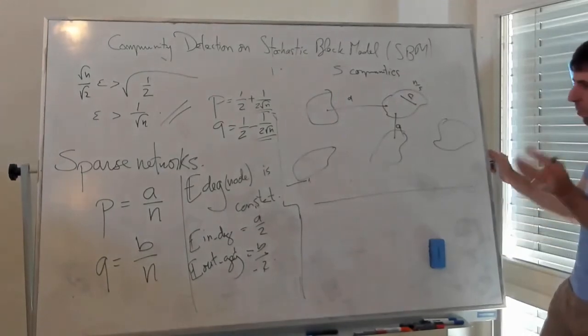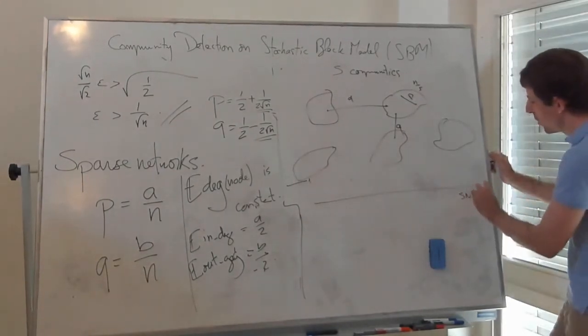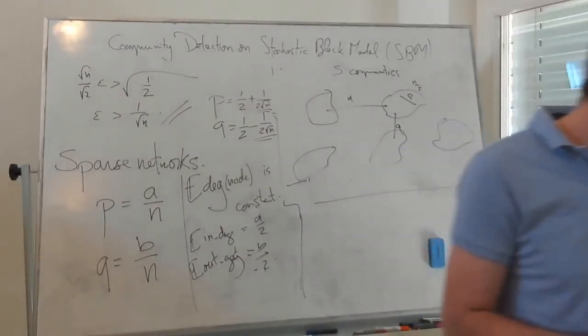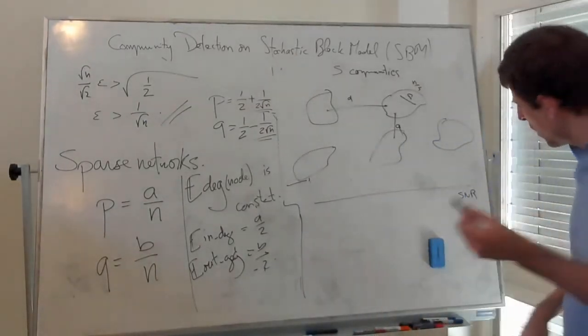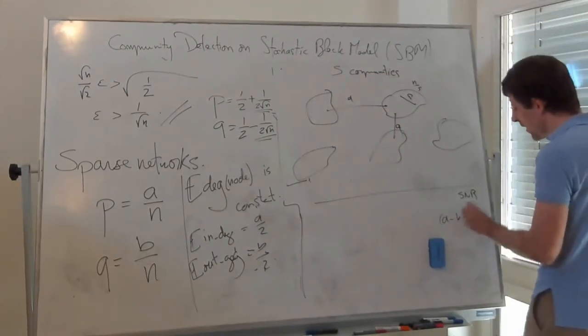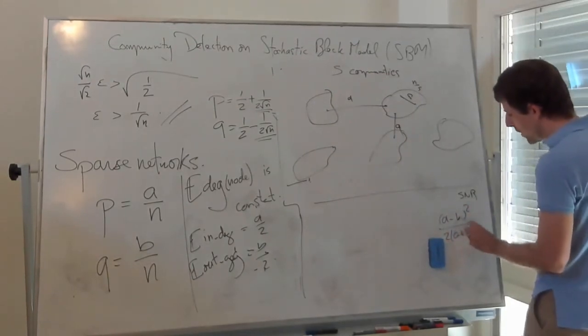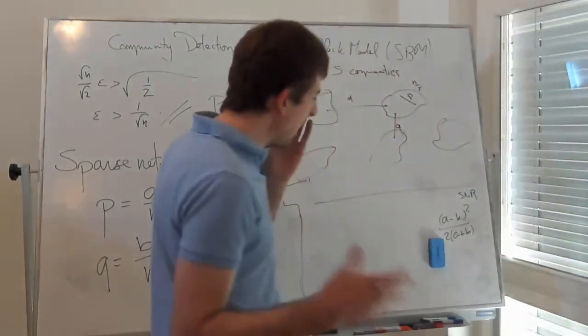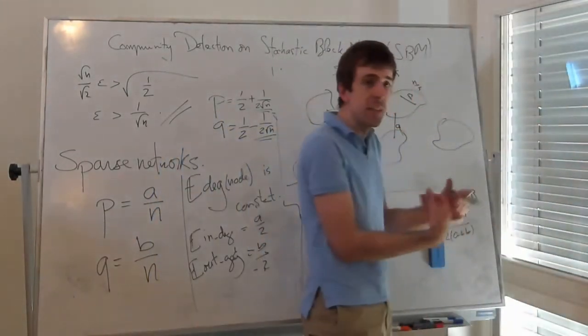And we can still study the same thing. You can think of some form of signal to noise ratio. The signal to noise ratio here was something like A minus B. In the other model, you can think of this as the signal to noise ratio. If this is bigger than 1, you can do it, otherwise you can't. The bigger this is, the easier it is.